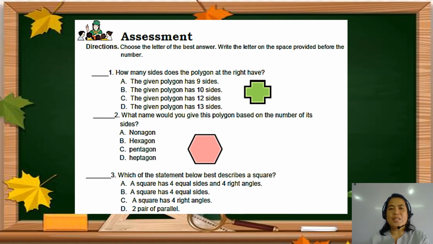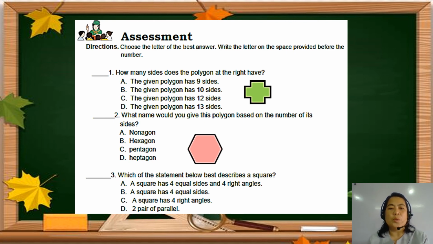Okay, let's go now. Assessment. Direction. Choose the letter of the best answer. Write the letter on the space provided before the number. Number 1. How many sides does the polygon at the right have? A. The given polygon has 9 sides. B. The given polygon has 10 sides. C. The given polygon has 12 sides. D. The given polygon has 13 sides. So, you count how many sides are there in that polygon. Then, choose the letter, write it on the blank.